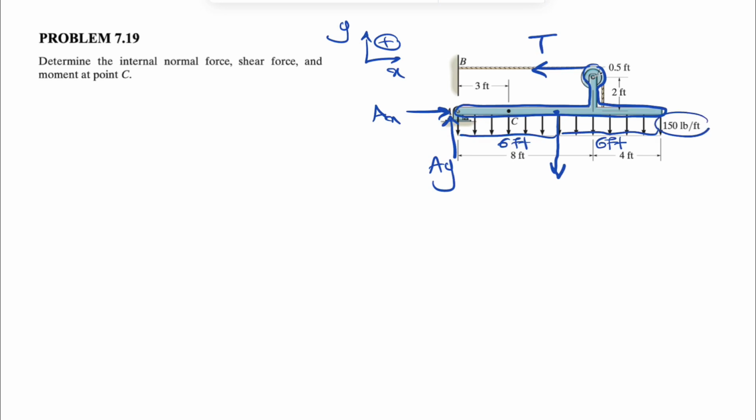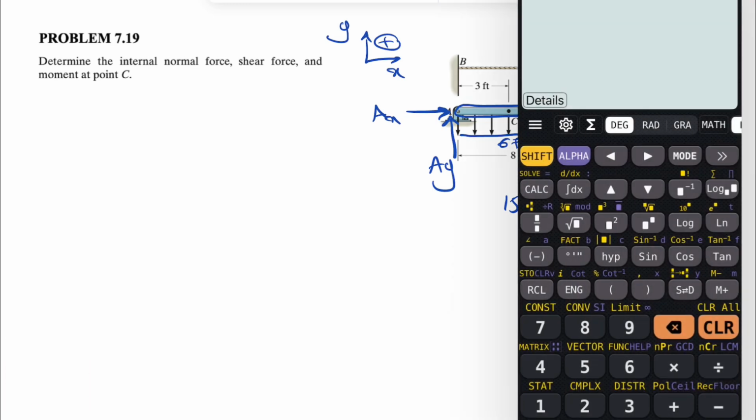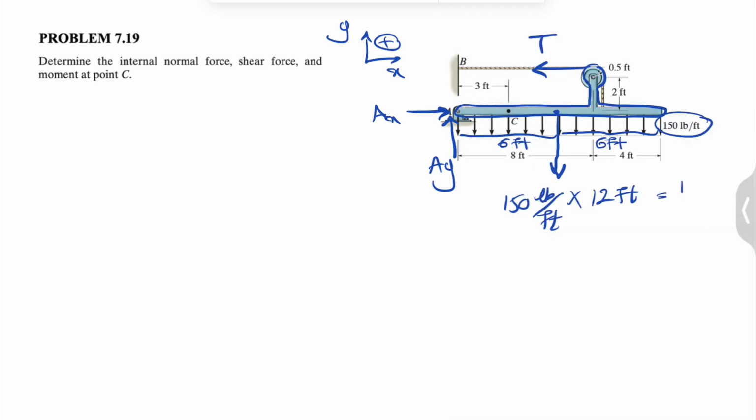If we want to find the magnitude of the force, we have 150 pounds per foot, and the length is 8 plus 4, so we have 12 feet. That's going to give us the total force here. Let's calculate that. 150 times 12 is going to be 1800 pounds, or if we want to report it as kips, we divide by 1000: 1.8 kips. Now we are in equilibrium, so we have the sum of all forces equals 0, and the same thing for the moment.